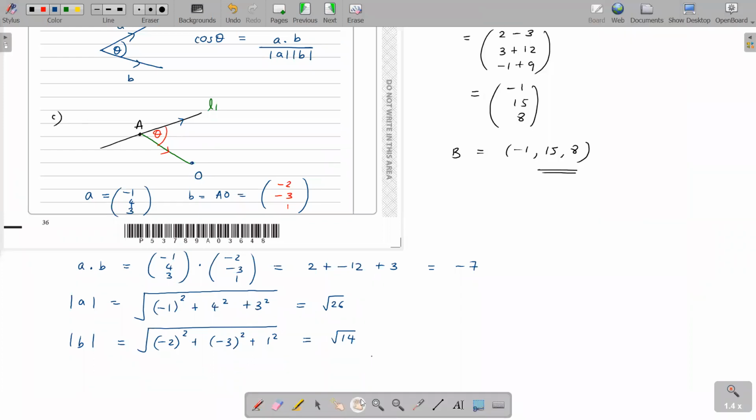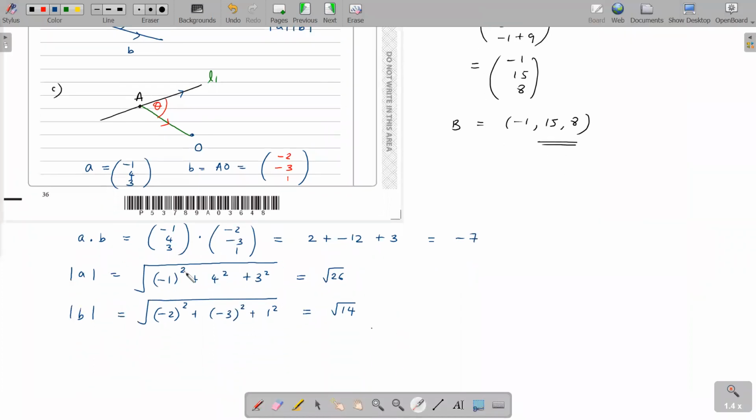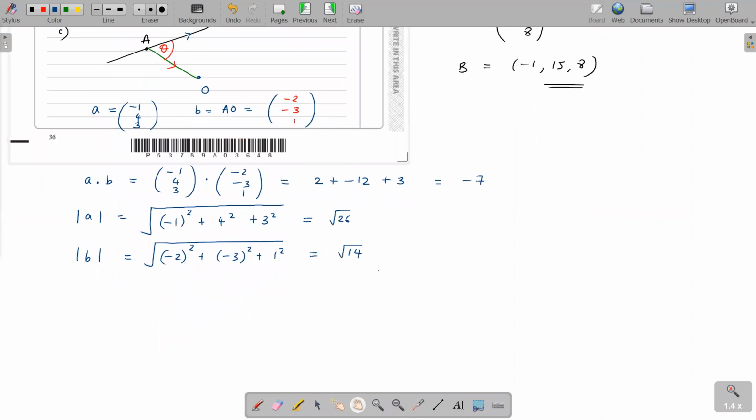Okay, so then I took the modulus of A: minus 1 square, 4 square, 3 square, the answer is root 26. And modulus of B, the AO vector magnitude, was minus 2 square plus minus 3 square plus 1 square, square root, which is root 14. Okay, and then let's get the cos theta angle. So cos theta is A dot B, negative 7, over root 26 times root 14.